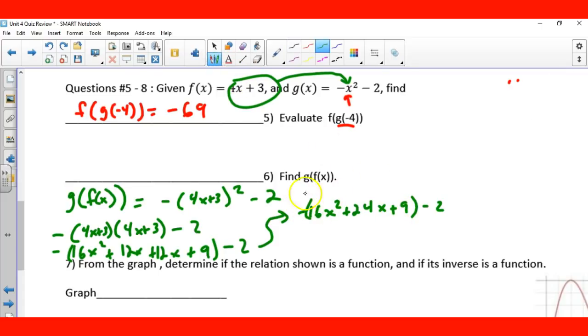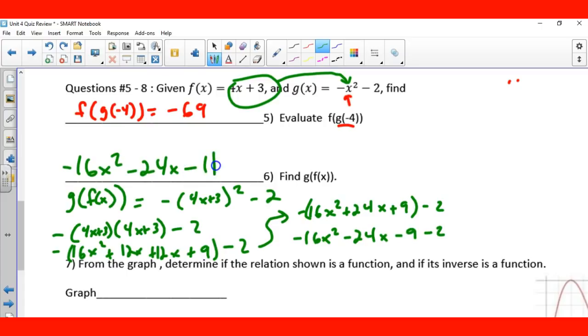Now distribute the negative. So you have negative 16x squared minus 24x minus 9 minus 2. Then combine like terms, negative 9 and negative 2, which gives us a final answer of negative 16x squared minus 24x minus 11. Right there, that's the final answer.